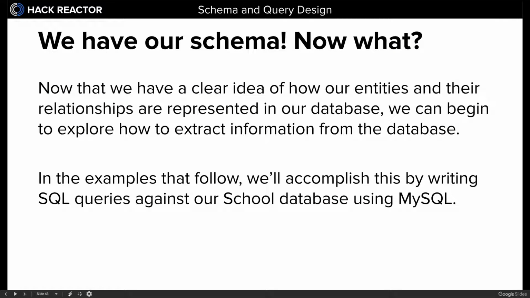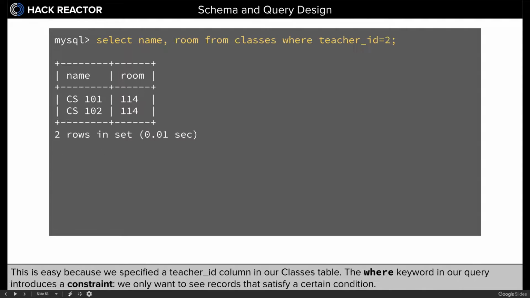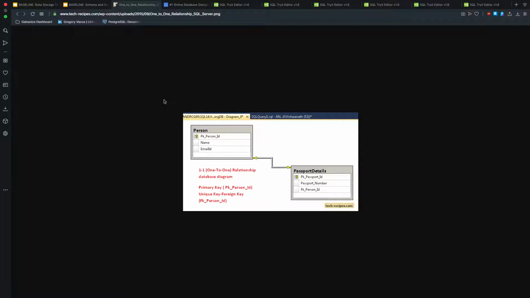All right, so we have our schema, now what? Now that we have a clear idea of how entities and their relationships are represented in our database, we can begin to explore how to extract information from the database. And the examples that follow will accomplish this by writing SQL queries against our school database using MySQL. So I am actually not going to go into that because we have not been taught MySQL and it's all done in the terminal. So instead, I'm going to back that out and quickly come over here.